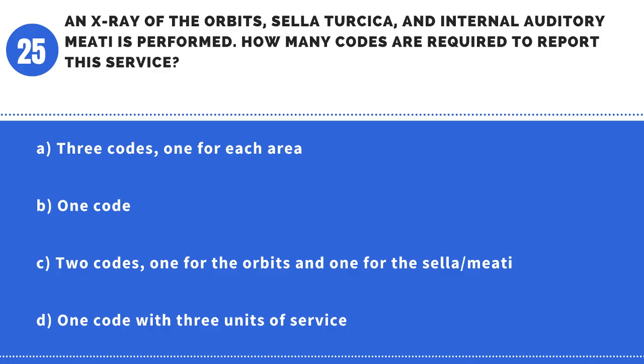Question 25. An X-ray of the orbits, sella turcica, and internal auditory meati is performed. How many codes are required to report this service? A. 3 codes, 1 for each area. B. 1 code. C. 2 codes, 1 for the orbits and 1 for the sella/meati. D. 1 code with 3 units of service.